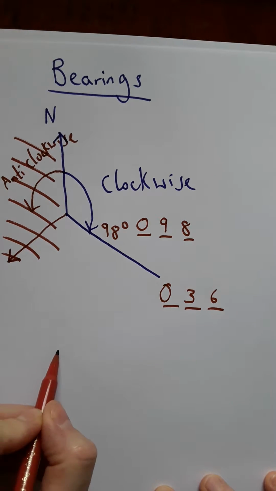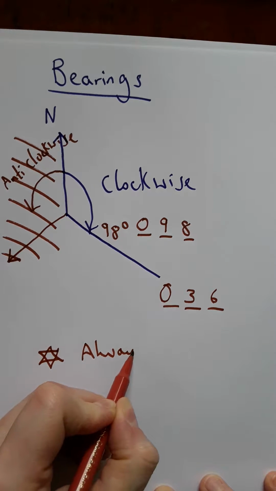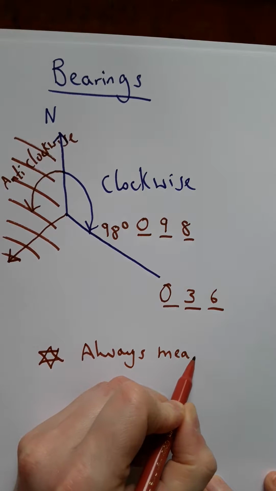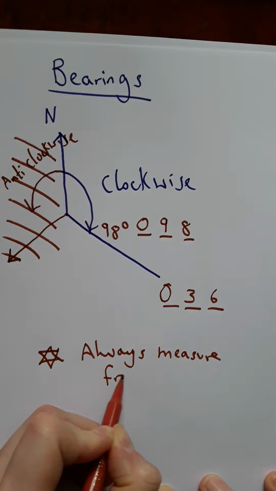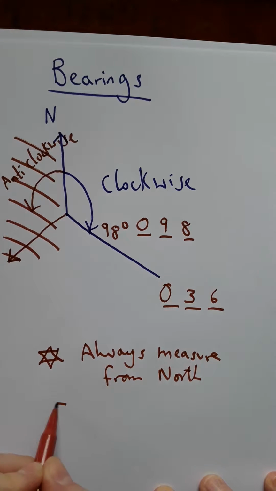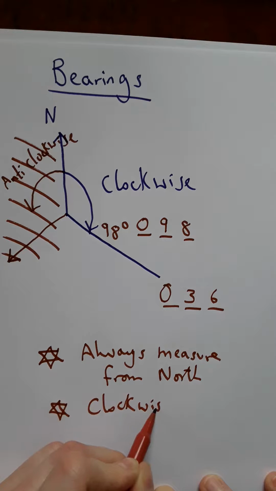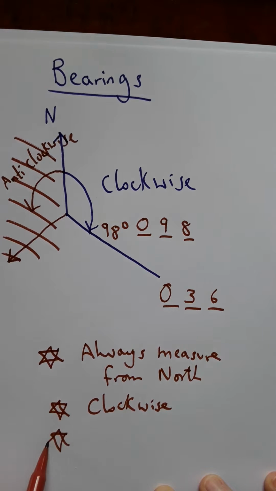So the key ideas are always measure from north, you always have to go clockwise, and you always need 3 digits so that they can't be confused.